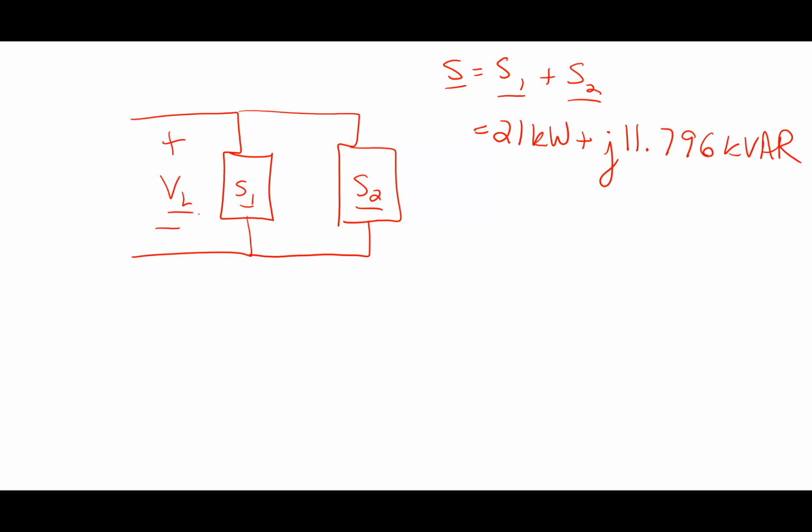You go V sub L and you underline it to say that it's a phasor, to say that it's a vector, that I'm talking about a vector rather than a number.